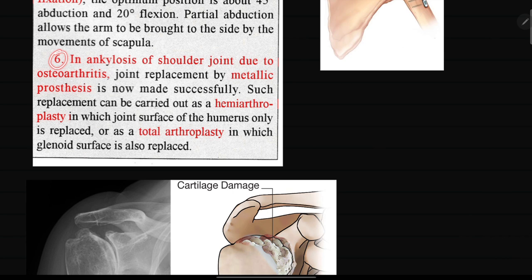Next, sixth is ankylosis of the shoulder joint due to osteoarthritis. Ankylosis will happen, right? And that will be replaced by a metallic prosthesis. What is a prosthesis? Artificial parts of the body are called prostheses. They will replace it with metal.